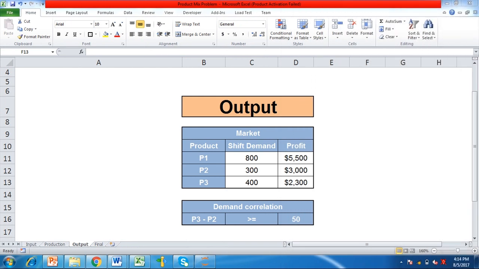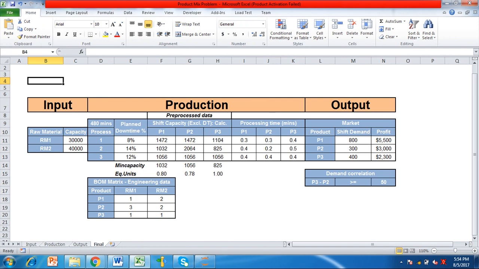The output data encompasses daily demand for each product and market constraint for the amount to be sold. Such a market constraint might require producing a minimum amount of a product, or negatively correlated demand for supplementary and positively correlated demand for complementary products. The products P3 and P2 are positively correlated and require maintaining P3 at least 50 units above P2.